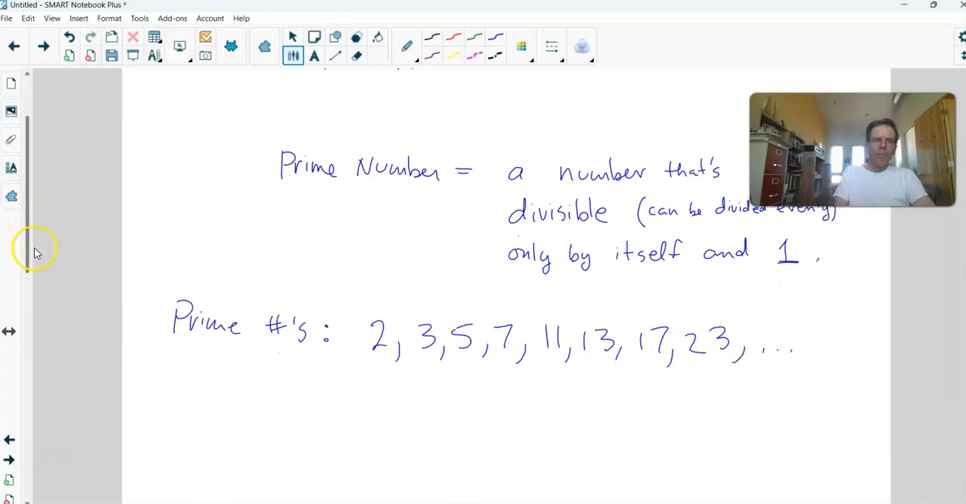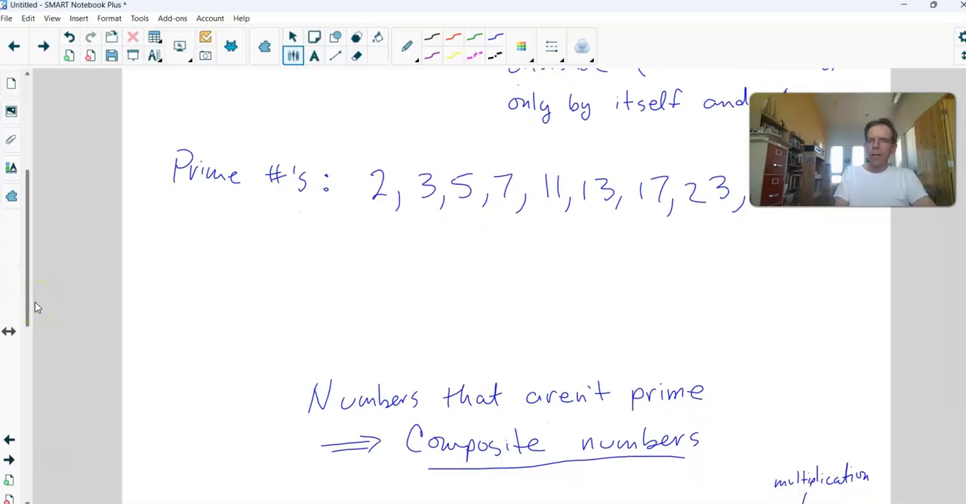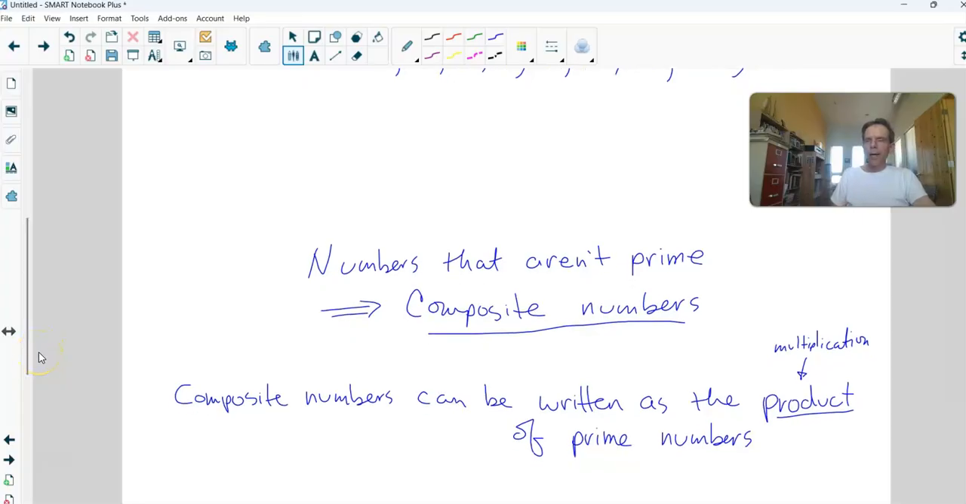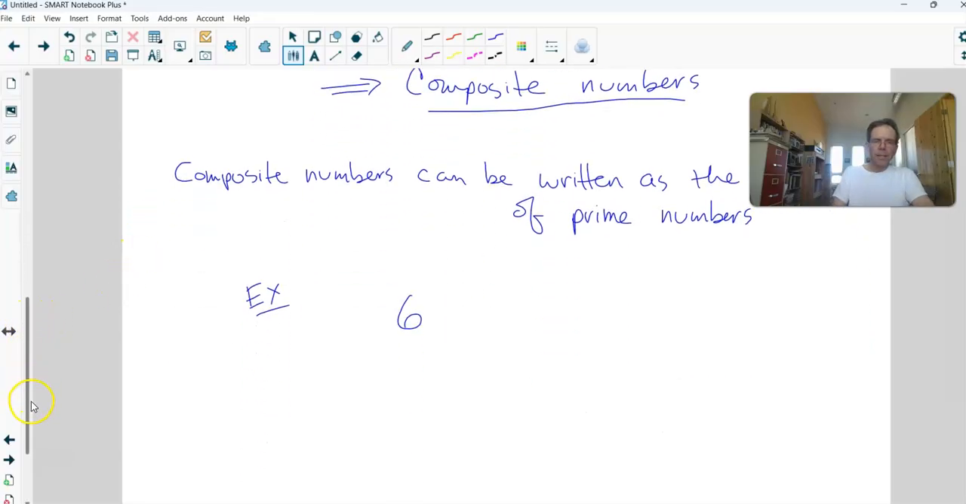So if a number isn't prime, we call that number a composite number. And composite numbers can be written as the product, the multiplication, of prime numbers. So how about 6? 6 can be written as 2 times 3. Those are prime numbers, right? So 6 is divisible by itself and 1, but also by 2 and 3. This 2 times 3 is the prime factorization of 6.